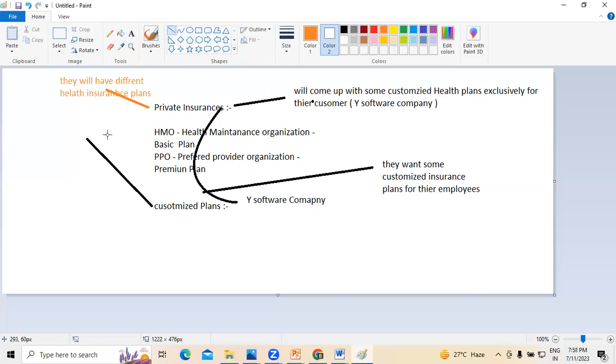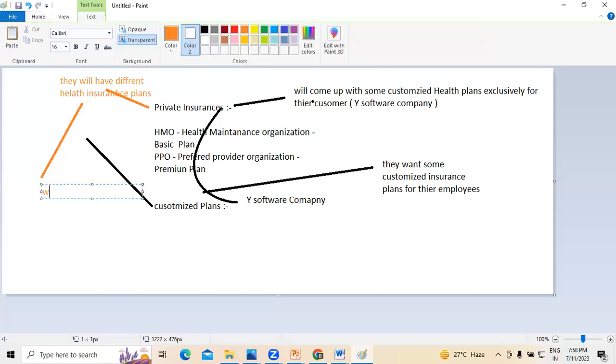These health insurance plans will be given to the individual people who applied for insurance. Understand, right? Yeah, I understand. Understood, clear, right? This is what it is.